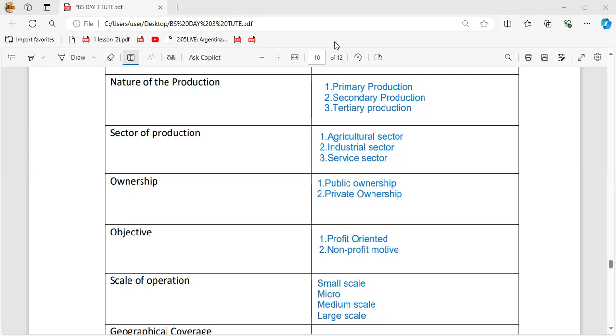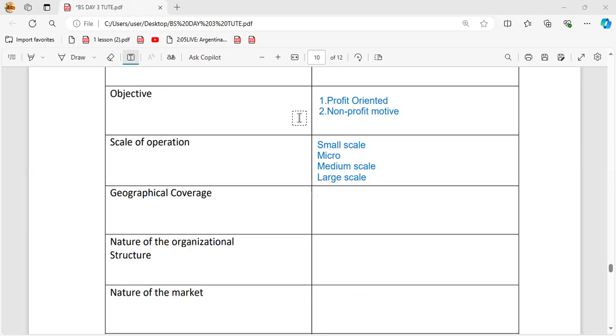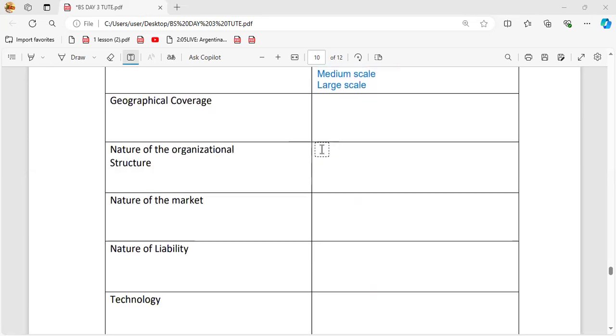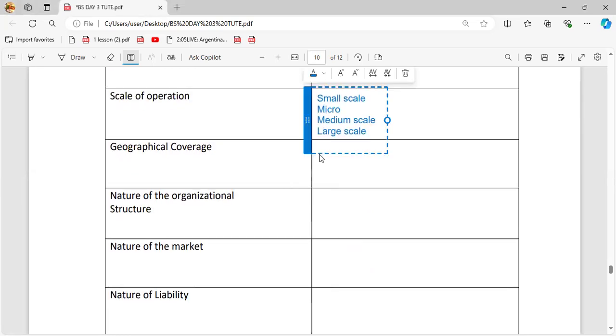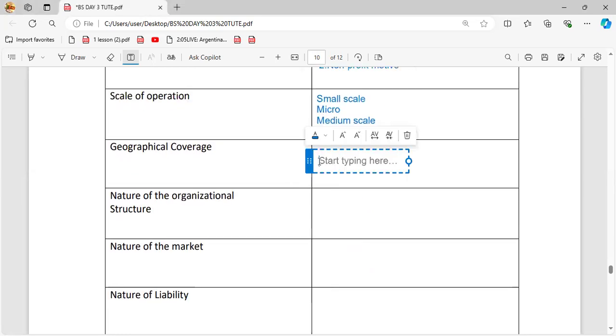Right. Okay, done. Now we are going to do the geographical coverage. There are some businesses which are there only in our Sri Lanka. Am I clear? Domestic businesses. That means we are not going to expand to other countries. So we call that domestic business. That means our business area is only within Sri Lanka, right? Only within Sri Lanka, domestic.